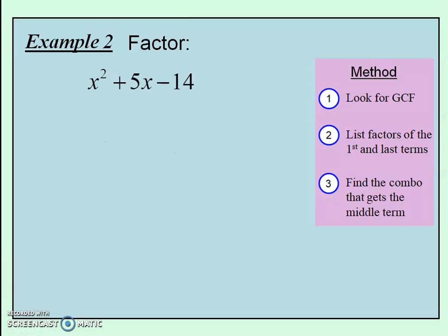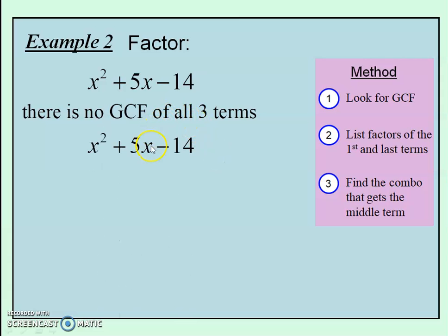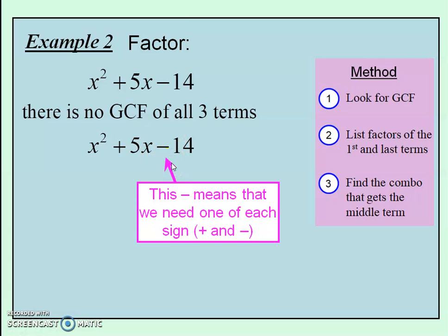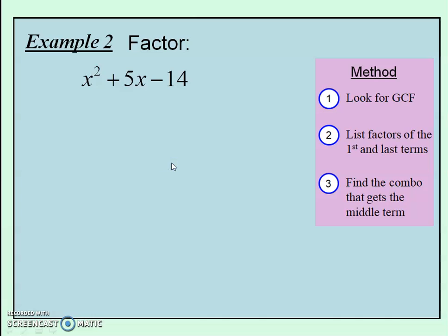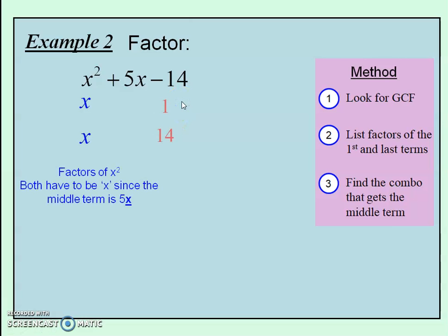If you want to pause for a second and look for a GCF, I encourage you to do that. In this case, there is no GCF. And so I'll skip to listing the factors. And again, if I look at sign quickly first, this negative 14 means that I'm going to need one positive and one negative factor. Okay, so we'll keep that in mind when we find our factors. The factors of x squared are x and x. The factors of 14 are either 1, 14 or 2 and 7.